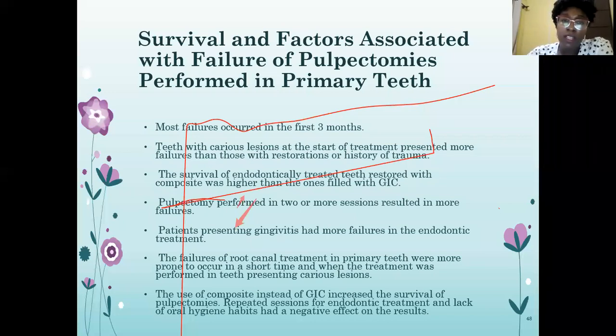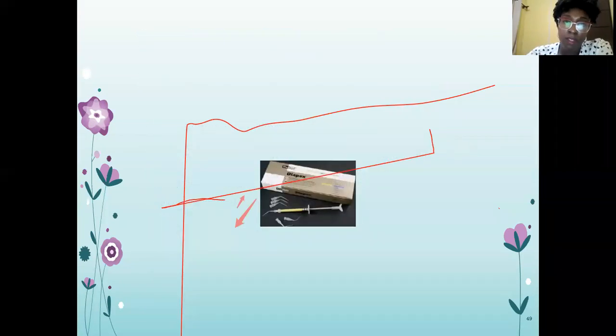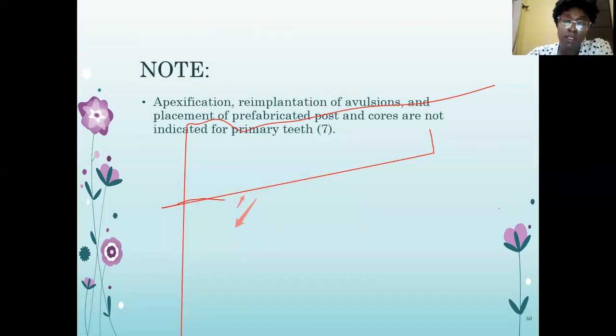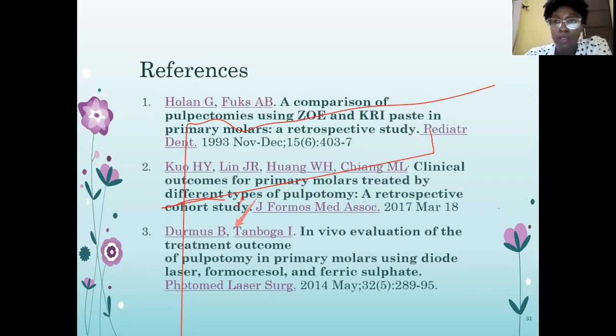The failure of root canal treatment in primary teeth was more prone to occur in a short time when the treatment was performed in teeth presenting with carious lesions. This has already been mentioned. And again, using composite instead of GIC increases the survival of pulpectomies. So initially, when we are looking at things like apexification and reimplantation of avulsions, we all know they are not indicated for primary teeth when we are talking about endodontics.